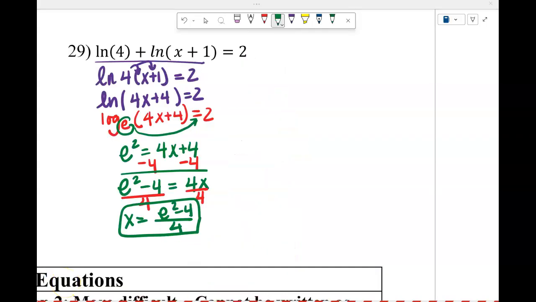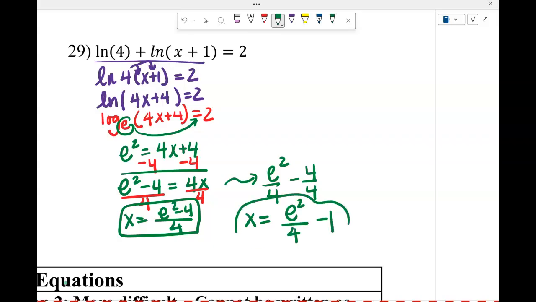Now, if you don't want to keep it like this, another way to go about this is e squared divided by 4 minus 4 over 4, which also allows you to go, okay, well, that can be reduced, 4 over 4 is 1. So this is another exact form.